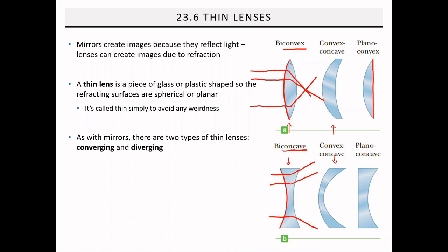But notice the similarities. In the case of a converging lens, they are thin on the outside and thick in the middle. And that is the same as in the second image here. Thinner on the outside, thicker in the middle. For a diverging lens, you are thicker on the outside and thinner in the middle. And this is true also in the second column. Thick on the outside, thin in the middle.